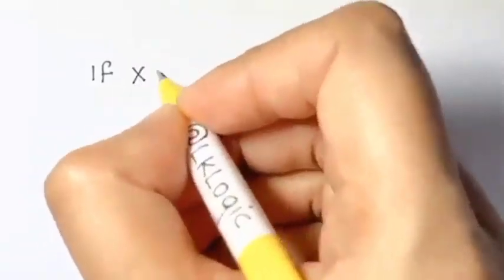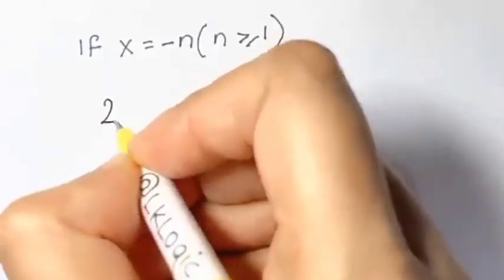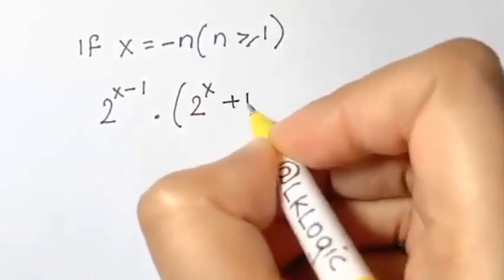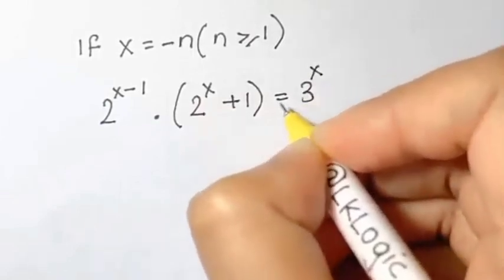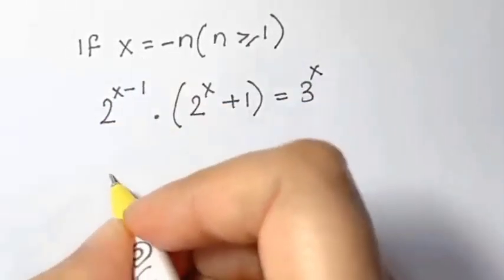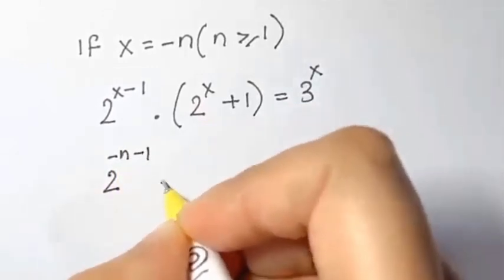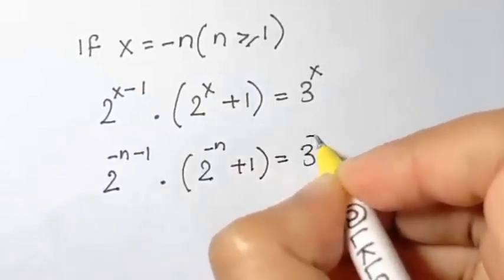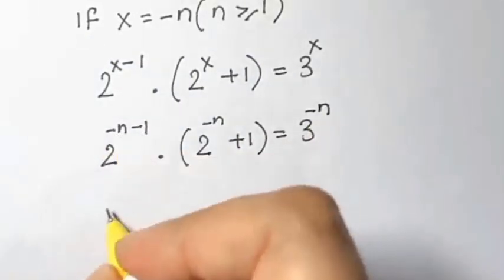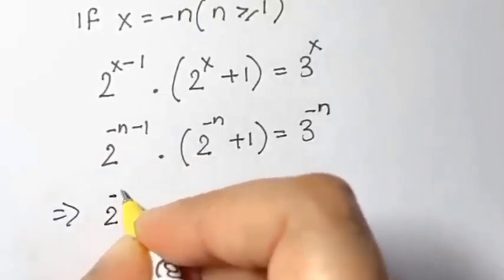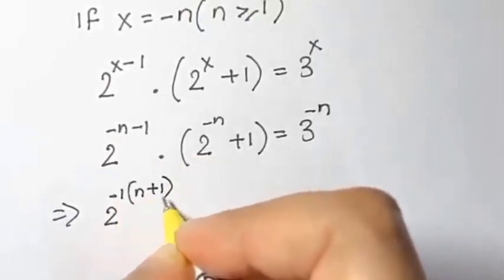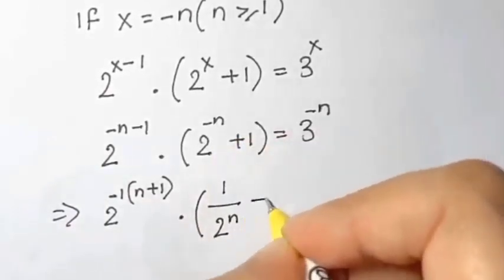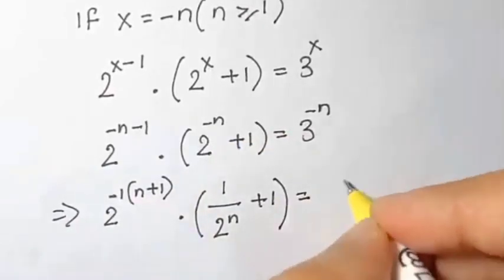Now if x equals negative n, where n is greater than or equal to 1, we are again going to take our equation 1, that is 2^(x−1) times (2^x + 1) is equal to 3^x. Now let's substitute x equal to negative n. 2^(−n−1) times (2^(−n) + 1) is equal to 3^(−n). Now we take out negative 1 common, so 2^(−1) times... we are left with (n + 1) inside, and 2^(−n) is the reciprocal, 1 over 2^n, plus 1 is equal to, again a reciprocal, 1 over 3^n.